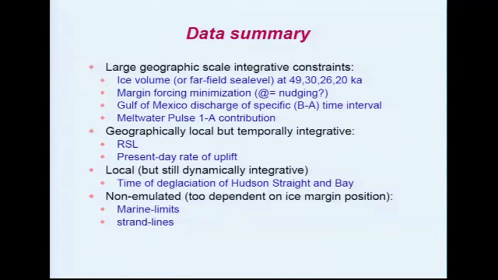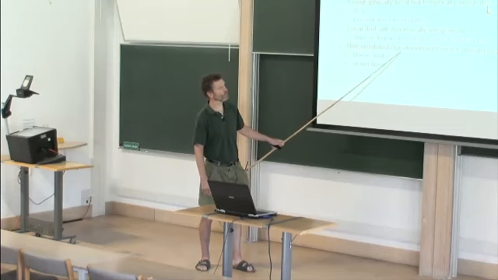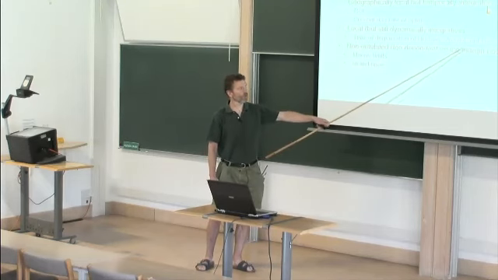In terms of summarizing the data, key thing, I don't worry about the details, but some of the data is basically large geographic constraints. They're kind of integrating large-scale features, for instance, the amount of margin forcing required. For some of them, the data is geographically local but temporally integrative, for instance, relative sea level and present-day rates of uplift. They depend on the recent history or the past history of surface loading. And there's also some constraints which I wasn't able to come up with a good emulator for. They were too dependent on details of local ice margin position.